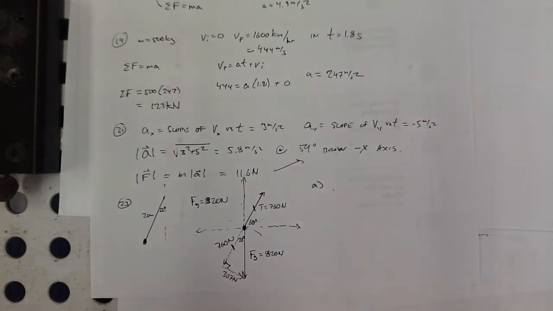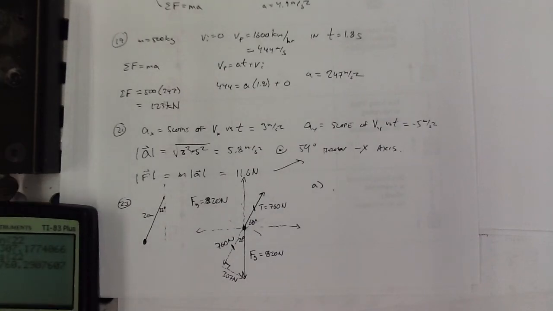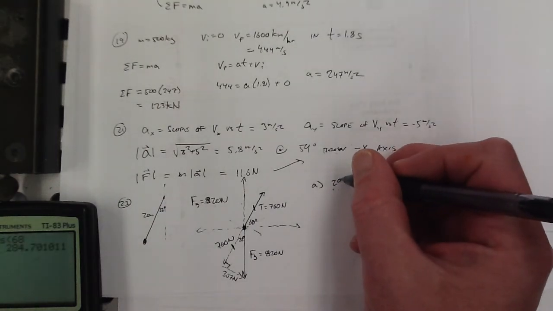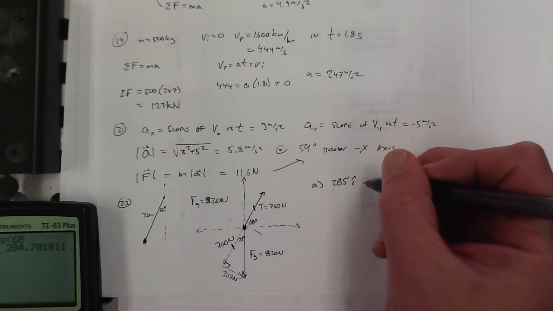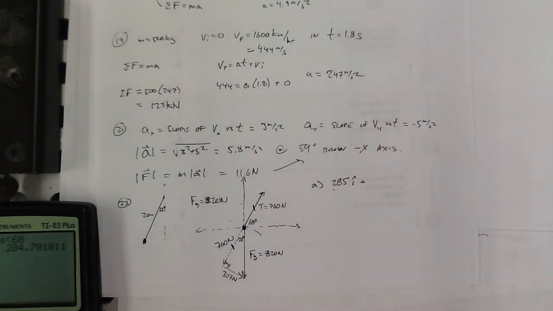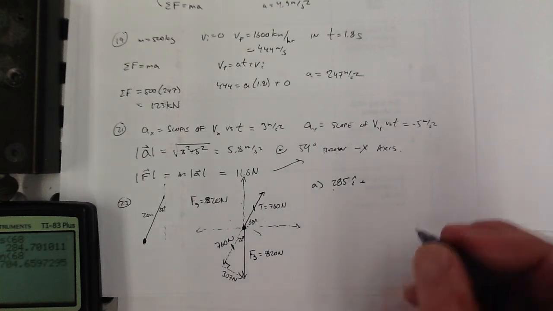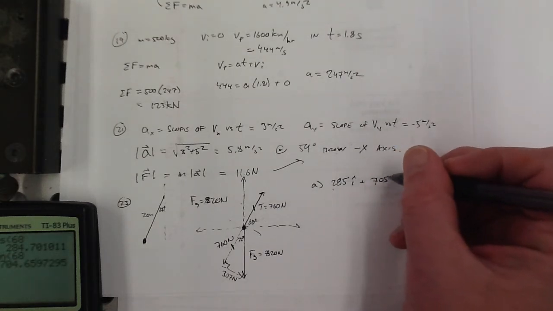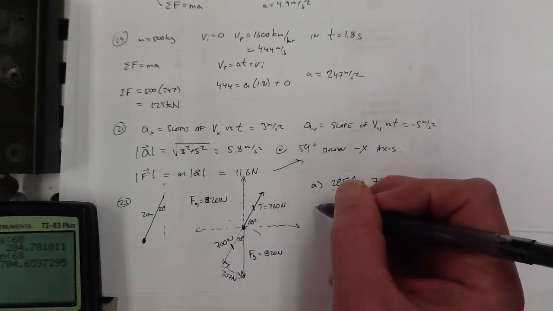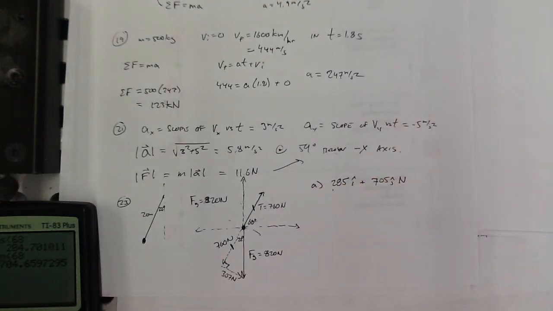I guess I have to do it. I was going to just cheat and look at the solution manual, but this appears to be, like for number 23, they have listed the answers that should have been there for 21. So I don't have the answers in front of me, so I'm going to actually have to do it. 760 times the cosine of 68 is 285 i plus 760 sine 68 is 705 j newtons. I think that's what they wanted for part A.